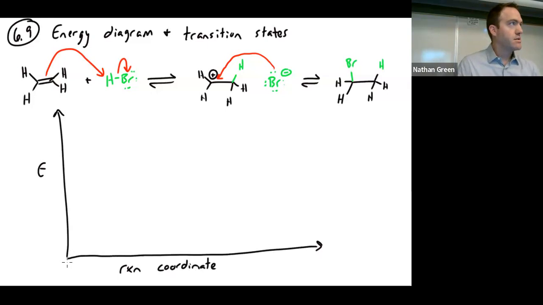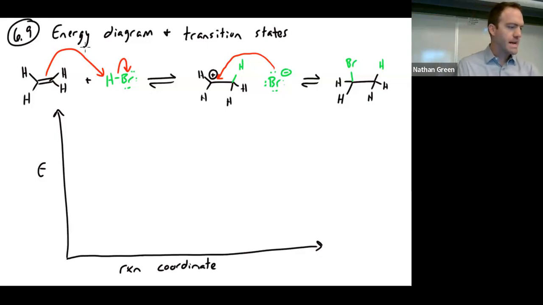Low energy, more stable. High energy, less stable. Left-hand side is going to be reactants. Right-hand side is going to be products. So as we go from left to right, we're going to walk through the reaction and talk about the energy changes that occur as we do that.